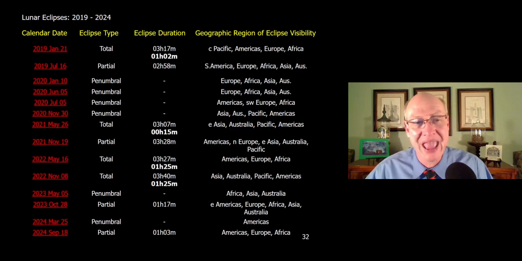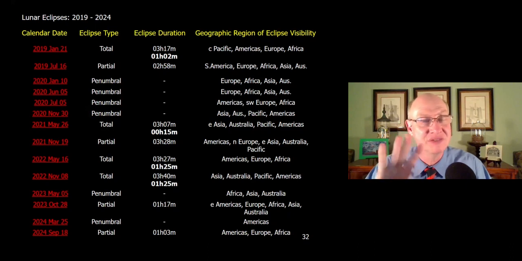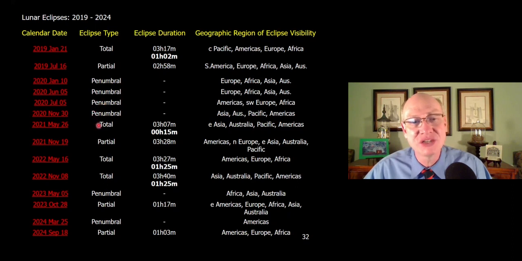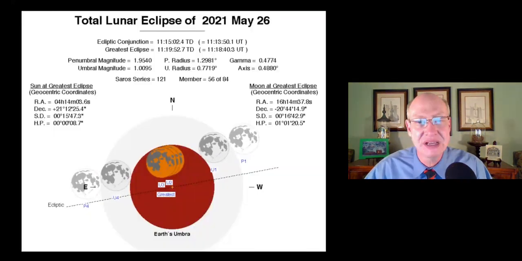So, for example, we have 2 of them this summer. The next one is coming up on July 5th, and it's visible here in the Americas. You're welcome to go out and try and see it, but what you will see at best is a very subtle shading on the side of the moon. Okay, the next total lunar eclipse is coming up in May of 2021. That will barely be visible here in the Americas, particularly on the east coast of the United States.